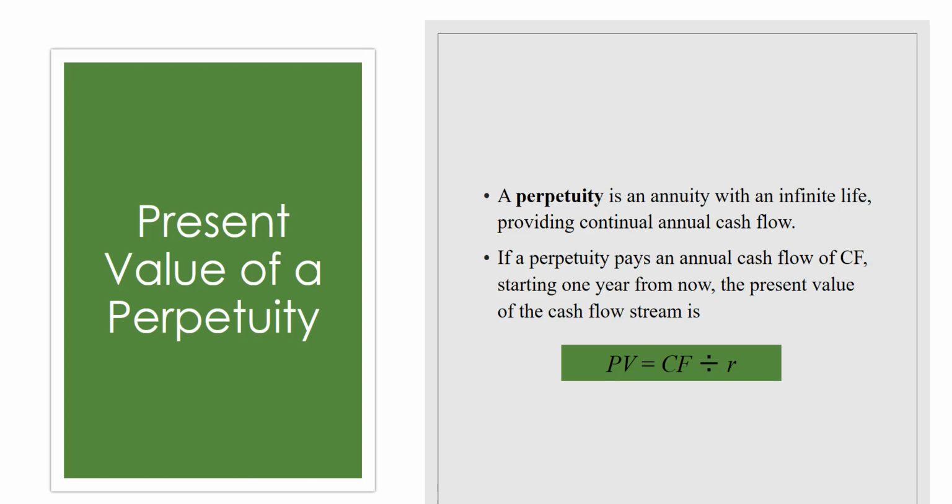A perpetuity is similar to an annuity, except we're removing some of the constraints. So remember, the qualifications for annuities are that the payments must be equal, periodic, and finite. What if we remove the restriction of finite? What if we make these payments infinite? So the qualifications for a perpetuity are the cash flows must be equal, periodic, and infinite. So all three must hold. So a perpetuity is an annuity with an infinite life.